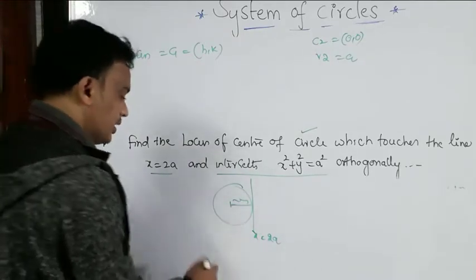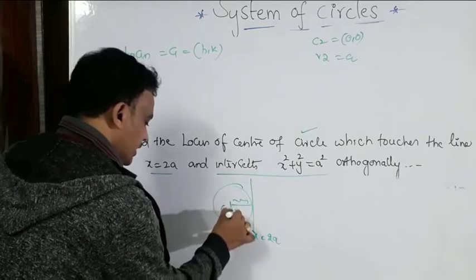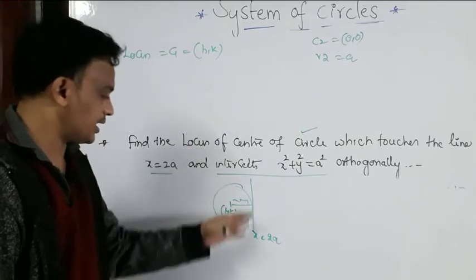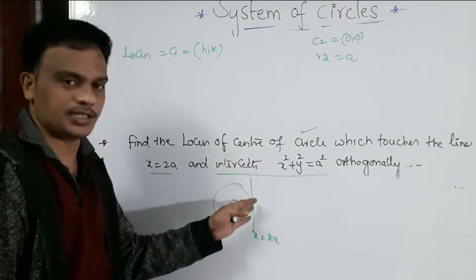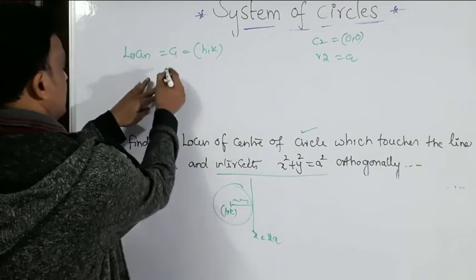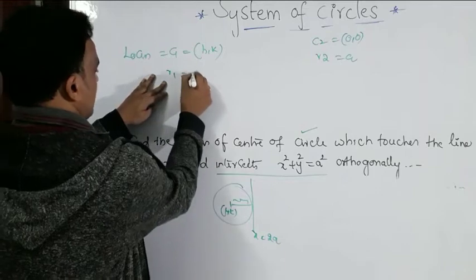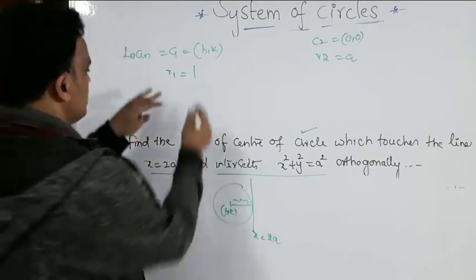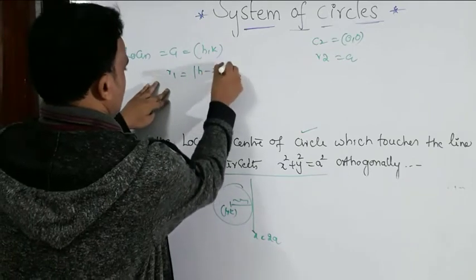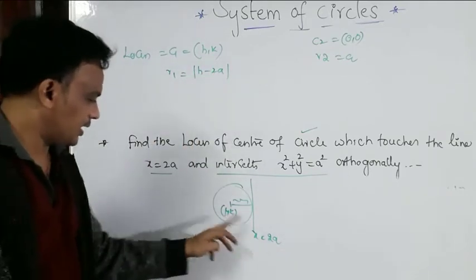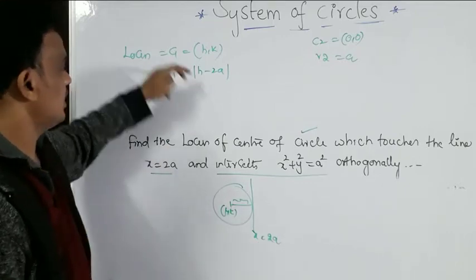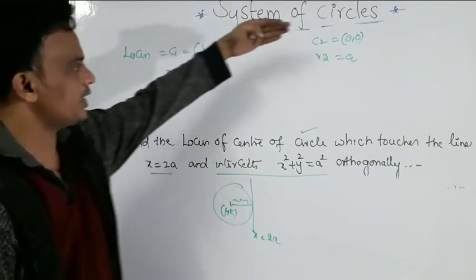Yes, h comma k is already the center of the required circle, which is the locus point, which touches the line. What is the perpendicular distance from the center of the circle to the line? Here I am writing that R1 is the perpendicular distance, modulus of ax1 plus by1 plus c, which is h minus 2a, by root of a square plus b square, which is 1. So R1 is |h minus 2a|. So I got that C1, R1 and C2, R2.